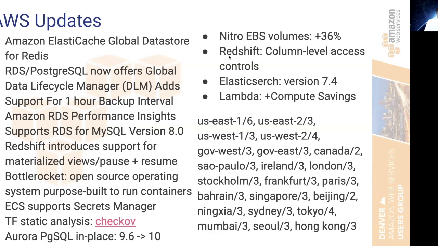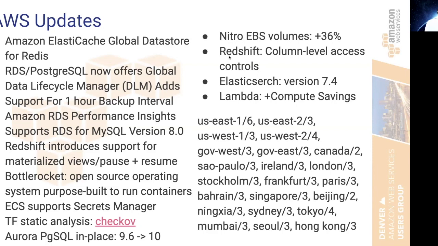In AWS fashion of creating everything you could possibly want or need, Bottlerocket is an AWS open source Linux-based operating system, purpose-built to run containers. So think about Alpine, but it's already got the ECS agent pre-installed and all the things that are really tailored for container-based operating. ECS now supports Secrets Manager, so you can configure ECS to pull secrets right from Secrets Manager. Don't have to do that your own way.